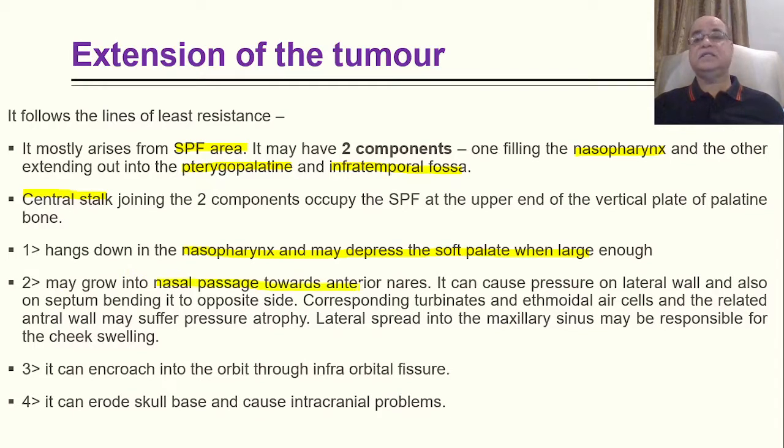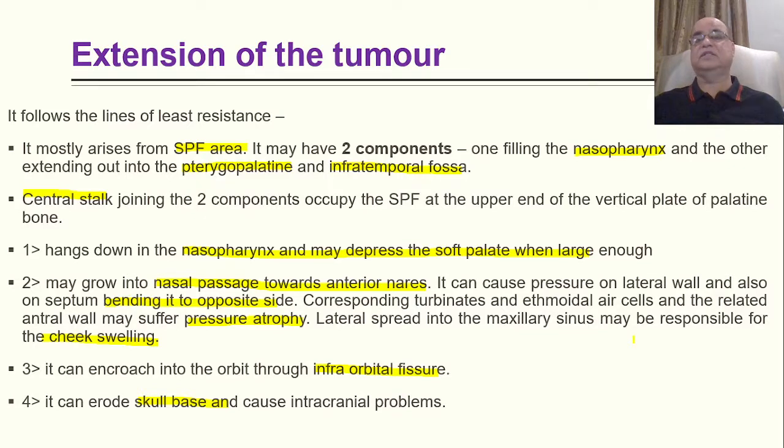It may grow into the nasal passages anteriorly, and then it can cause pressure on the lateral nasal wall as well as on the medial nasal wall, which is actually the nasal septum, which may bend towards the opposite side. Due to the pressure, the corresponding turbinates, ethmoidal air cells and the related antral wall may go under pressure atrophy. Lateral spread into the maxillary sinus may be responsible for cheek swelling. It can encroach the orbit through the infraorbital fissures, and it can go intracranially by eroding the skull base and may cause intracranial problems.